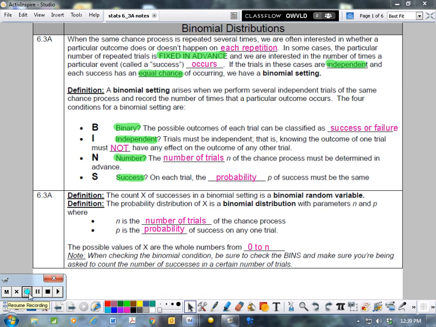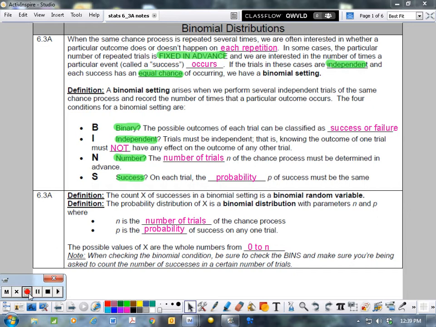Okay, we're going to go ahead and look at what we call binomial distributions and binomial settings. What we're going to look at is when the same chance process is repeated several times, we are often interested in whether a particular outcome does or does not happen on each repetition. In some cases, the particular number of repeated trials is fixed in advance. So we know in advance how many trials we're going to do, and we are interested in the number of times a particular event called a success occurs.